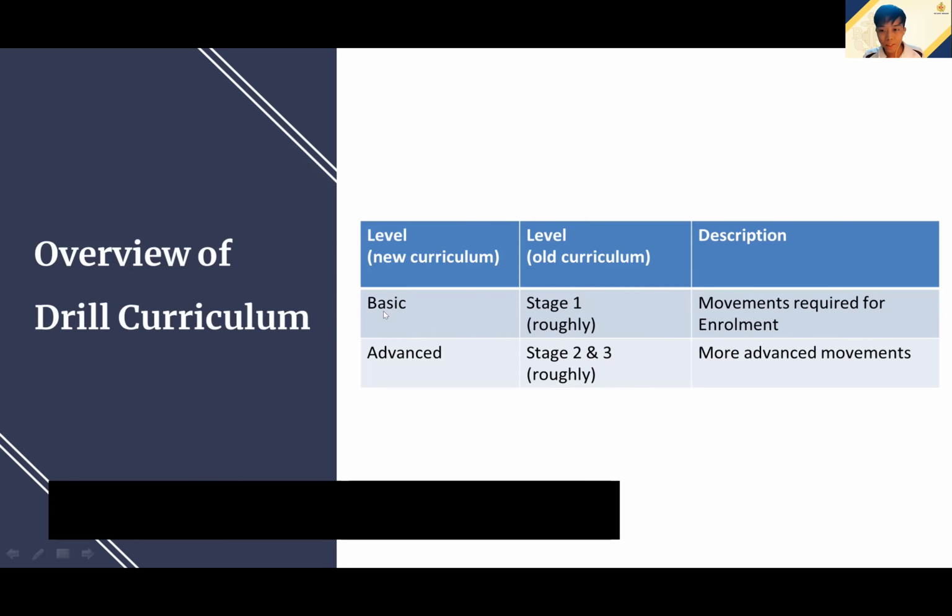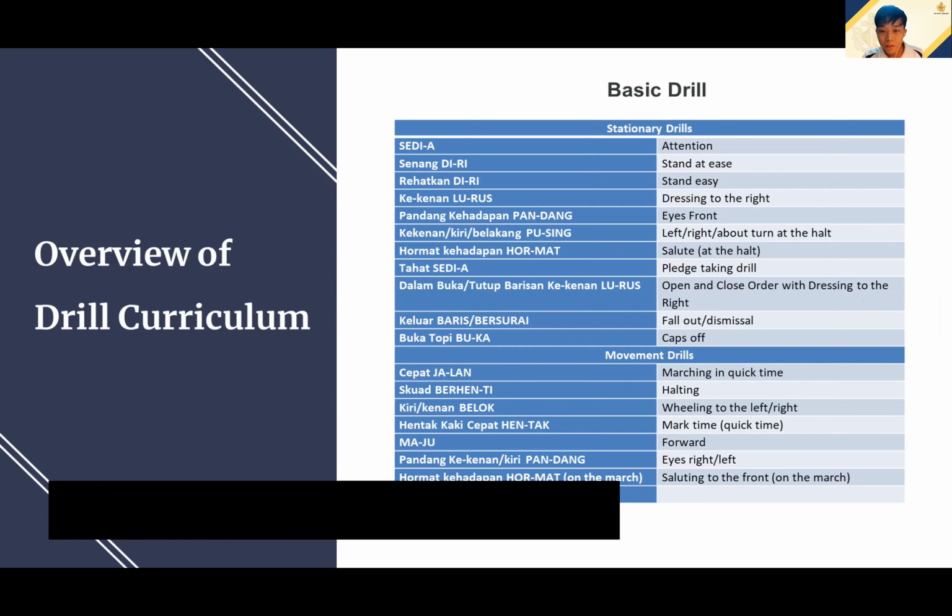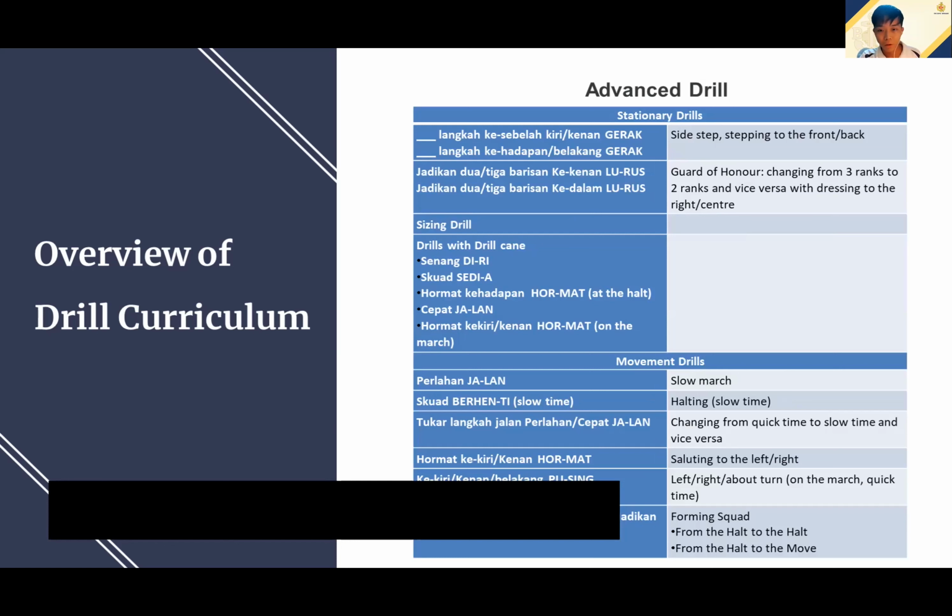For basic, the movements covered are the movements that are required for companies to do enrollment parade. And then advanced are the more advanced things. So this is a summary of the drill movements covered under basic. And then advanced, you'll see the more advanced things that need not necessarily be covered for enrollment, like slow march, all the side step, and some of the stage 3 drills in the old curriculum.